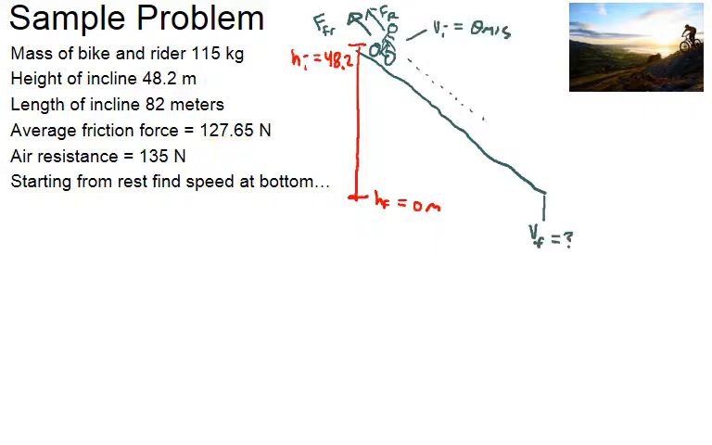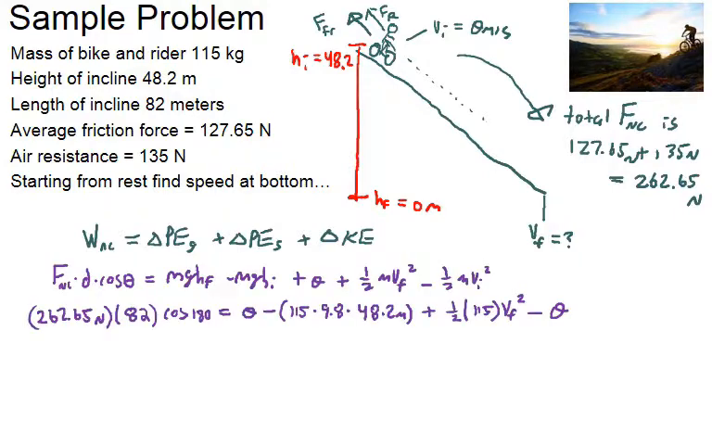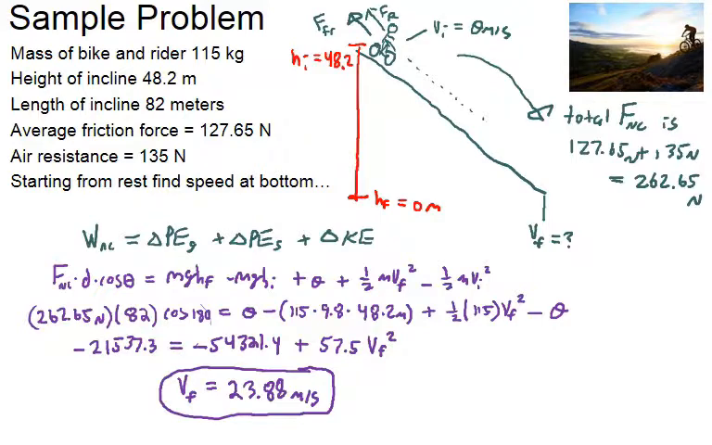Okay, so the initial speed starting from rest is 0. We have the non-conservative work here, and the total frictional force is 262.65, which we can place in here. So we have the total frictional force, we have how long it is, and the cosine of 180 because the friction is acting opposite of the motion. The final height is 0. The initial height we've got here is 48.2. And we're looking for the final speed. And we should get 23.88 as the final speed.